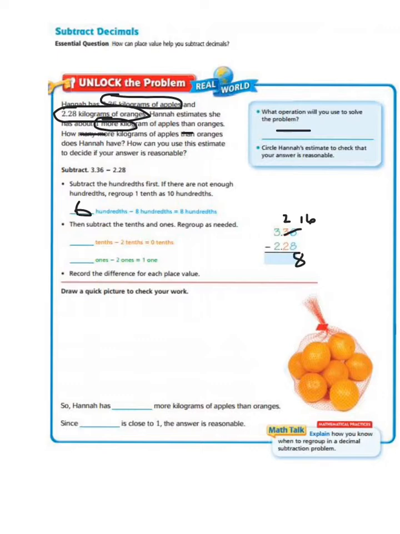So then we're going to subtract the tenths and the ones. So we have 2 tenths minus 2 tenths equals 0 tenths. We have to keep our decimal aligned, so bring it straight down. And we have 3 ones minus 2 ones, which leaves us 1 one.